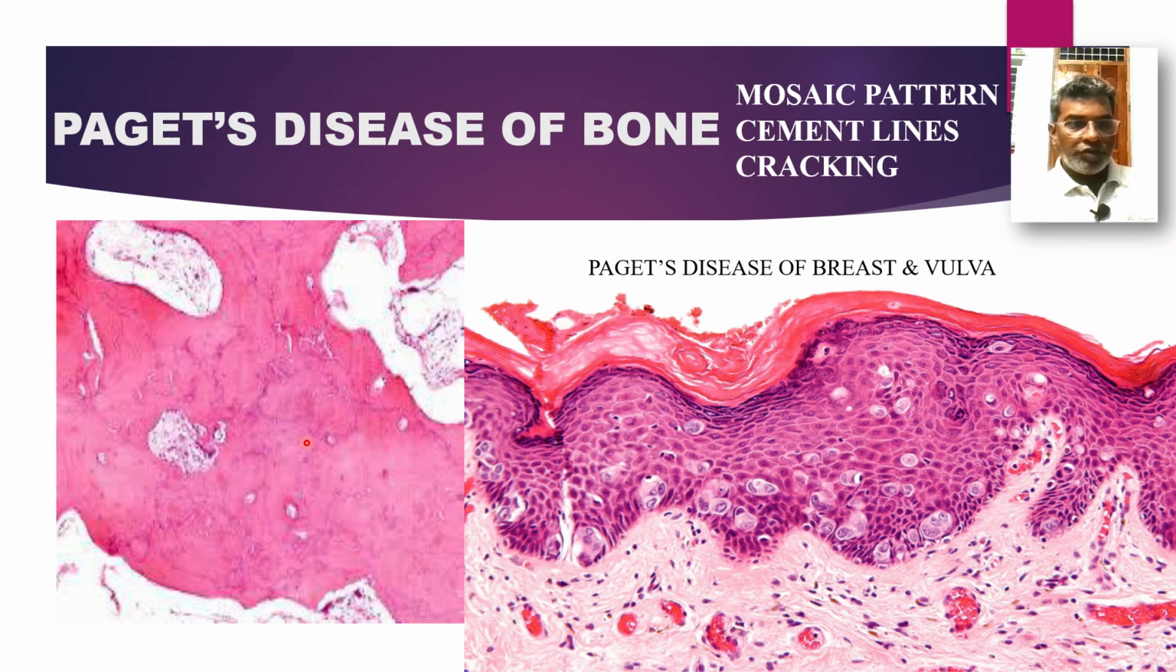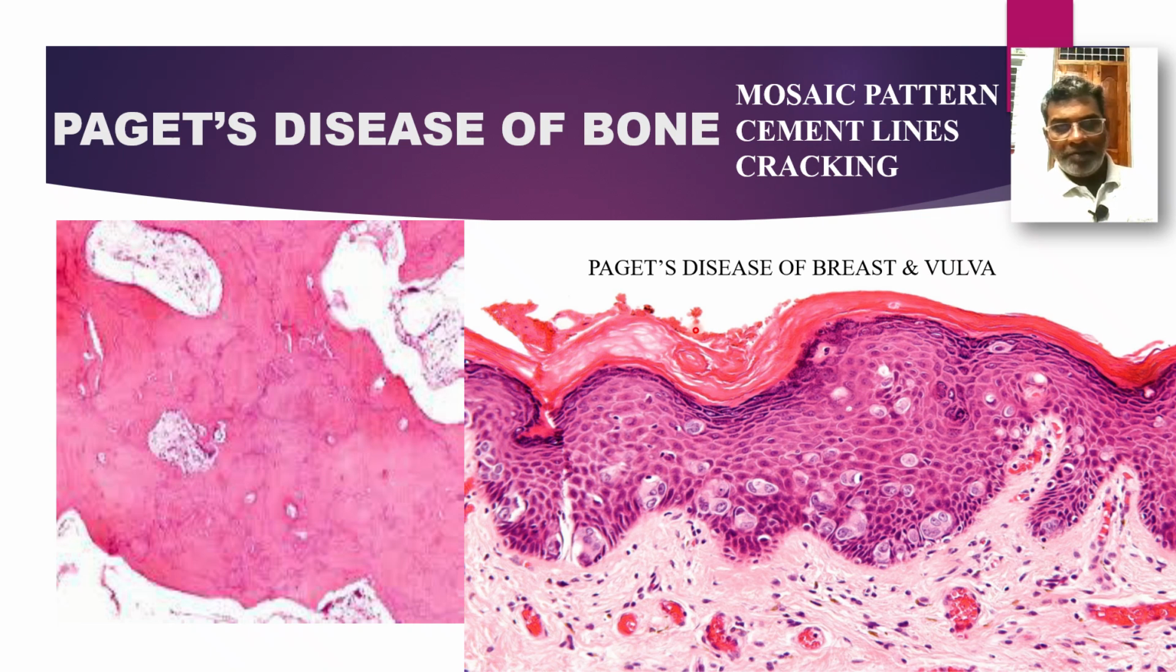So this is a picture showing everything red, like a mosaic pattern. This mosaic pattern with cement lines and cracks is characteristic of Paget's disease of bone. So Paget's disease of bone, remember 3 points: mosaic pattern, cement lines, and cracking. This is entirely different from the Paget's disease of breast and vulva. For your easy remembrance of pictorial memory, I have kept both the slides. This is Paget's disease of bone. You are appreciating the mosaic pattern, cement lines, and cracking.